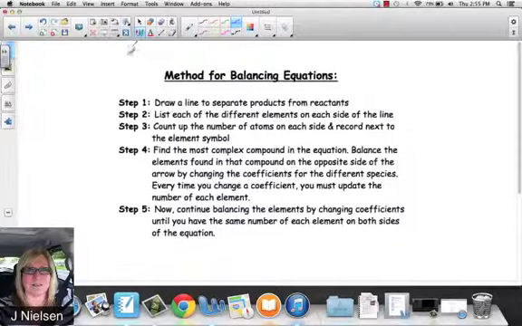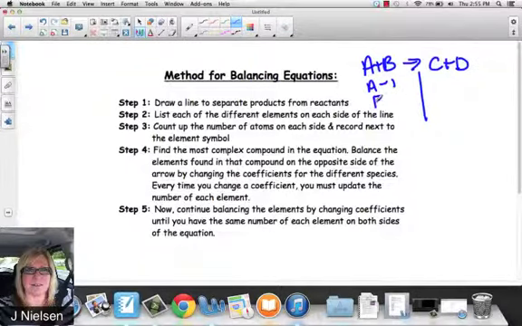So let's look at the rules for balancing equations. First, you're going to draw a line to separate the products from the reactants. So A plus B yields C plus D. Draw a line. And then you're going to list the different elements, and you're going to write how much you have of each.